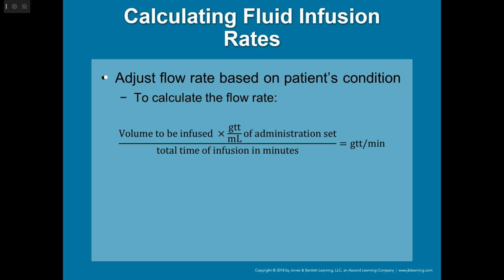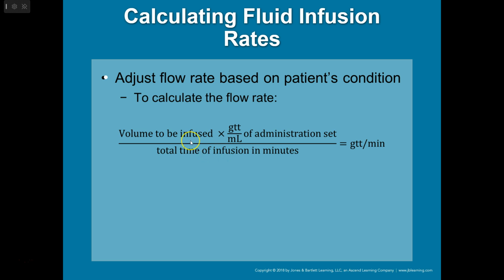For an example on this one, this is going to be calculating or giving fluid boluses. So volume to be infused, say we start with a 1 liter bag or 1,000 milliliters. Our drop set is a 10 drop set, so we get 10 drops per milliliter. That would be our number that we're going to plug in right here. We've got 1,000 milliliters times 10 gtt/mL. Total time of infusion, let's say 4 hours. So that has to be converted down to minutes. 60 times 4 would be 240 minutes.